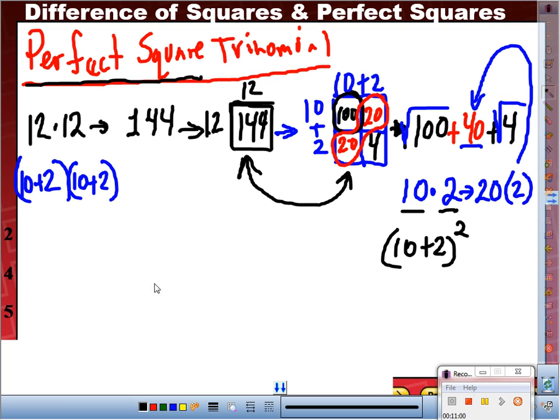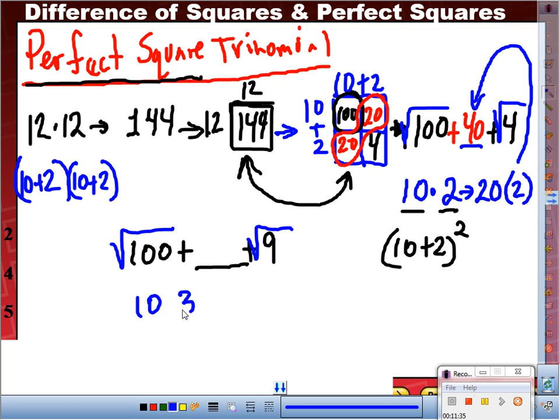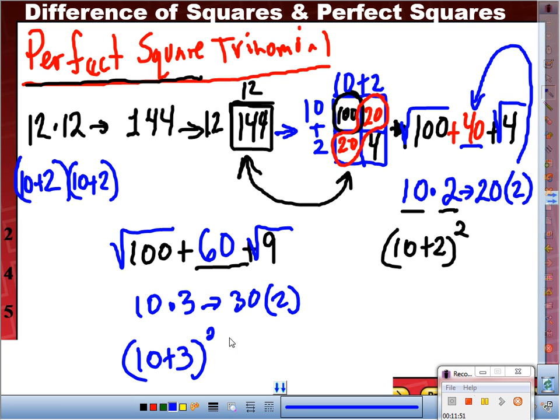So now check this out. Let me show you another one. 100 plus blank plus 9. So let's see. What is the square root of the first? 10. Square root of the last? 3. What is 3 times 10? 30. What is 30 doubled? 60. So what needs to go here in order for this to be a perfect square? 60. So now it's a perfect square, so if it is, then what are my factors? 10 plus 3 squared.